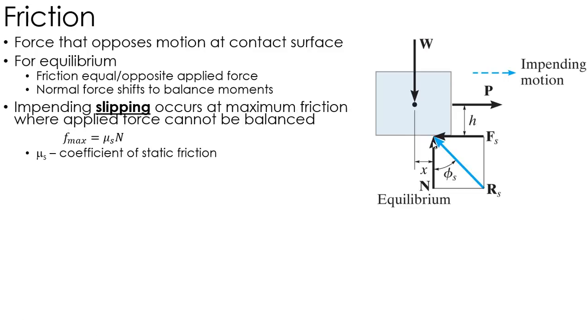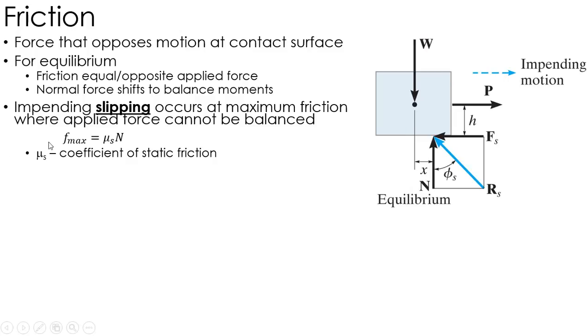Now, when I get to the point where I have impending slipping, this is the point right before this block starts moving. I'm at basically my maximum friction force. This is the maximum force that the friction can hold. Anything more than this, friction can no longer hold it, and it'll start slipping. That maximum friction force is defined as mu s times the normal force, where mu s is the coefficient of static friction. So the larger that coefficient of static friction, basically the stickier the surface contact is, and therefore the greater force that friction can hold.